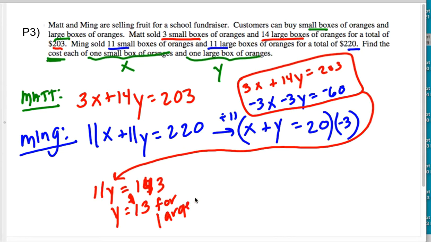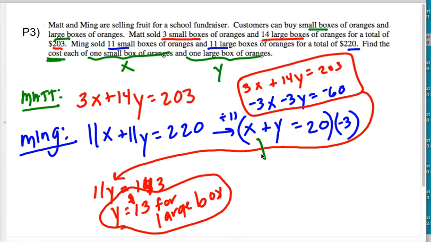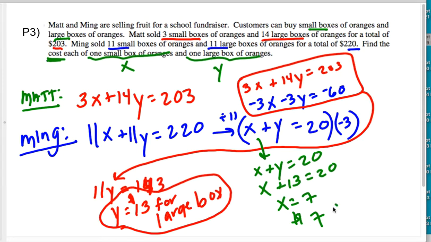So for a large box. And you can have your answer included right down here. You don't have to write it as a full sentence, but you need to make sure that you say it's dollars, and you need to indicate it's for a large box. Once I know what y costs, I'm going to use the easy version where x plus y was 20. Well, that means x plus 13 is 20. So my x is 7, which means it's $7 for a small box.